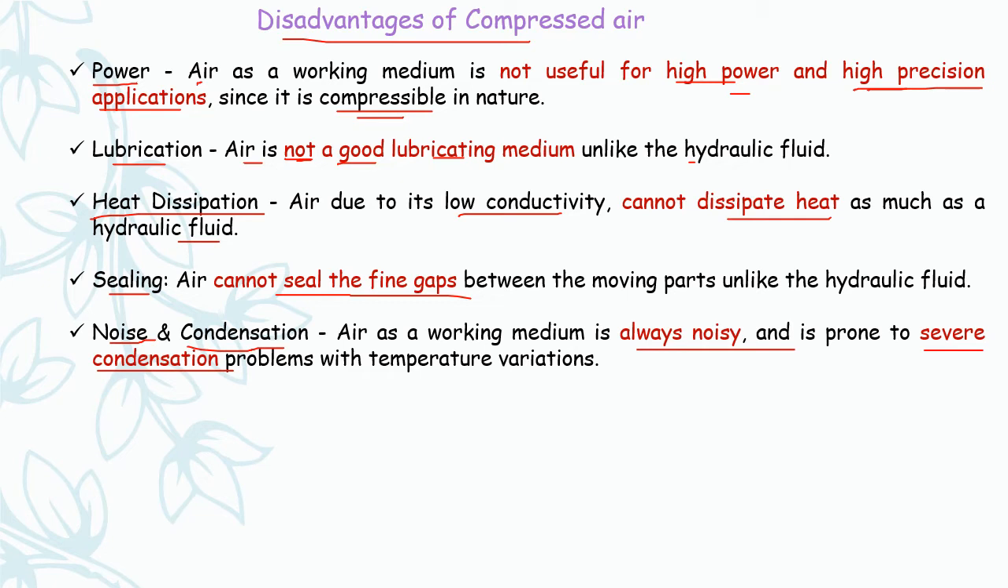So these are some of the disadvantages of compressed air. First one is regarding power. I'll just go through it once again. So power: if you require high power and high precision applications, you cannot use pneumatic systems, because since air is compressible in nature, compressed air cannot be used in such systems. Okay, so only for low power and low precision applications you can use air as the working medium.